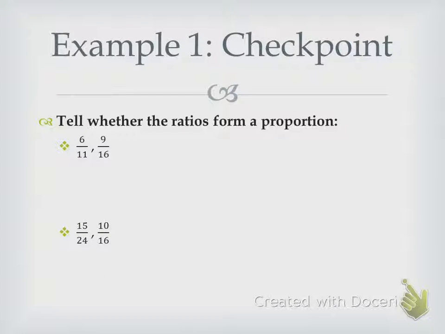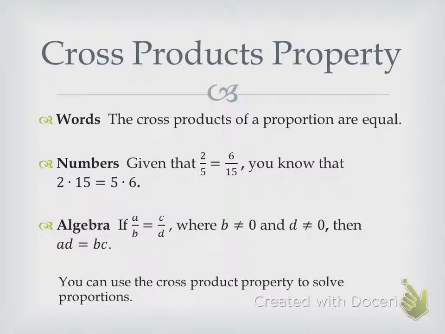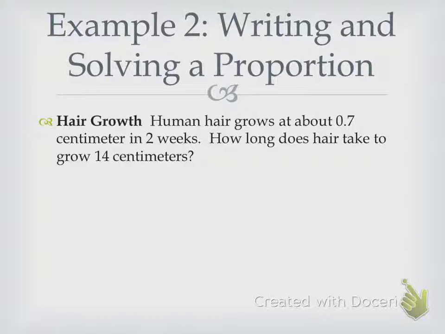We're halfway done. Now in example 2, we're going to write and solve a proportion. Again, we have to make sure that we're comparing the same thing on both sides of the ratios in order to form a true proportion. I like to write it basically how I read it. I see the hair growth first, so that's going to be 0.7 over 2. And then the other side has to match. Do I know how much it grew? Yes, I do, 14. But I don't know how long it took, so that's going to be my x.